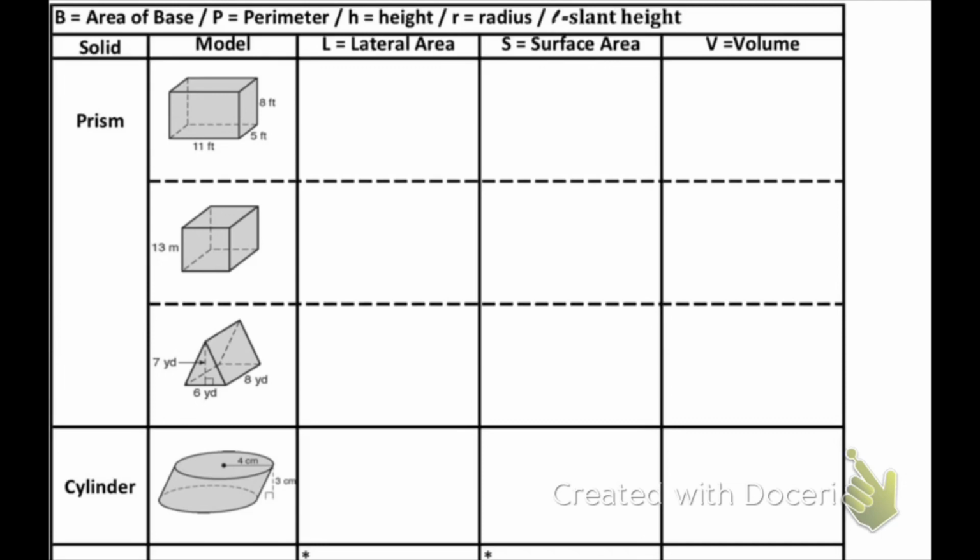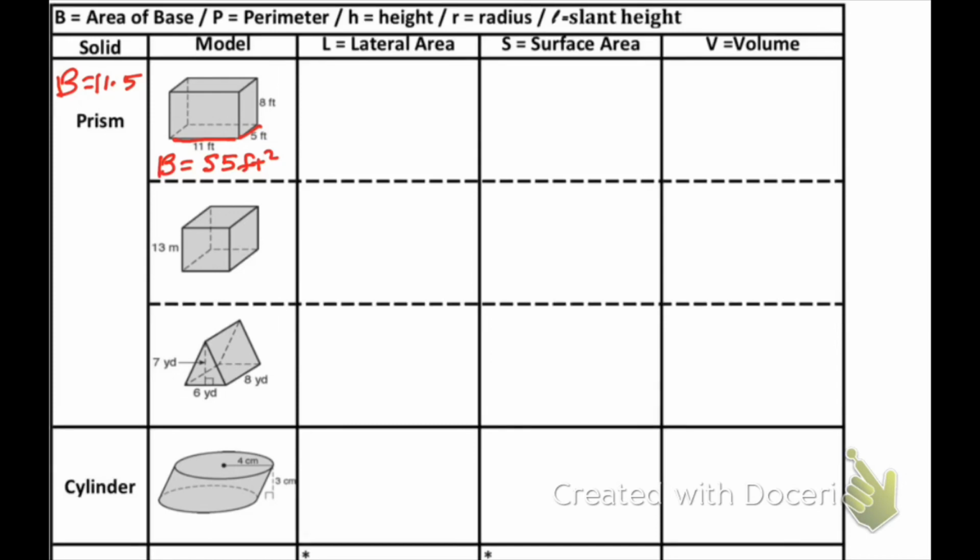So when solving for, this is the type of stuff you'll have on the tests and quiz and homework. You have to solve for the lateral area, you have to solve for the surface area, and the volume. But even before we do that, I would say the very first thing you should do is always calculate the area of the base, big B. What's the area of the base? Well, for my prism here, the area of the base is length times width, 11 times 5. So the area of the base here is equal to 55 feet squared.